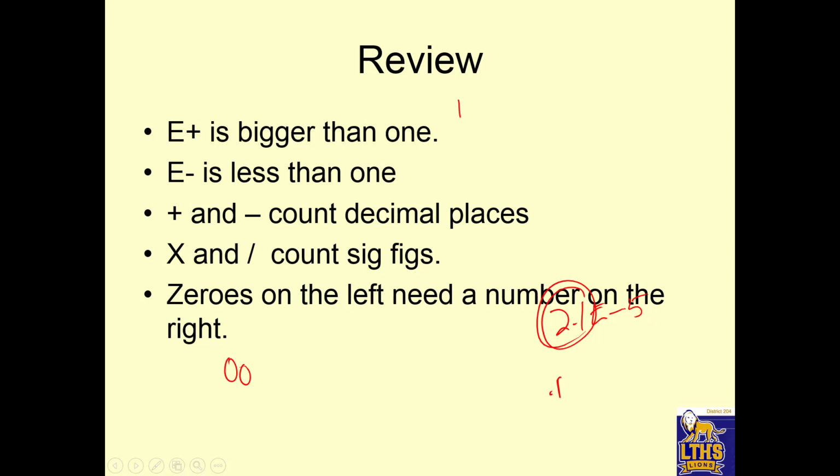To review, E positive is bigger than 1. Hey, how about that, right? If E is negative, it's less than 1. Hey, I knew that. Addition and subtraction, you count decimal places. Multiplication and division, you count sig figs. Zeros on the left need a number on the right, and don't worry, we get a ton of practice to make this make sense tomorrow.